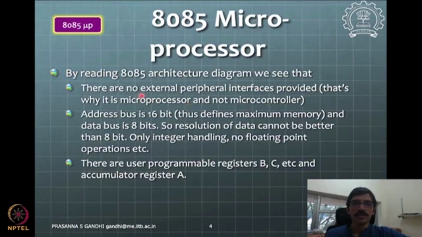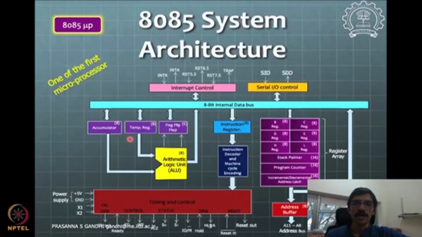You can see that there are no external interfaces in this 8085. That's why it is a microprocessor and not a microcontroller, as we saw in the definition. You can read all the things that I talked about on the last slide. There are many things you can make sense of.